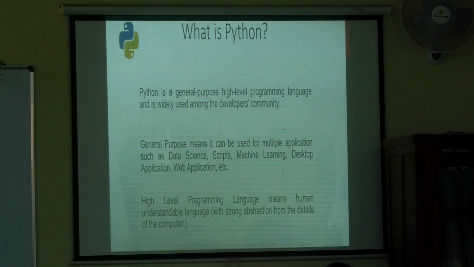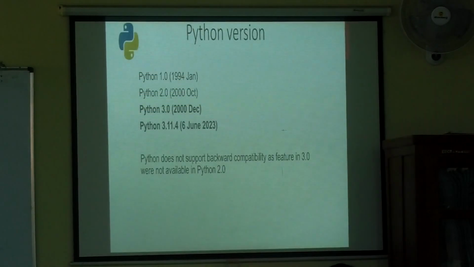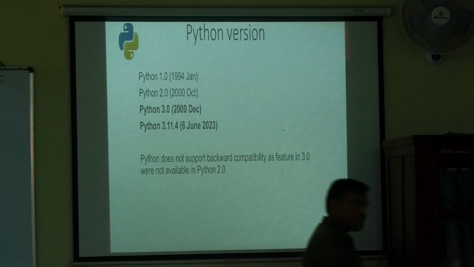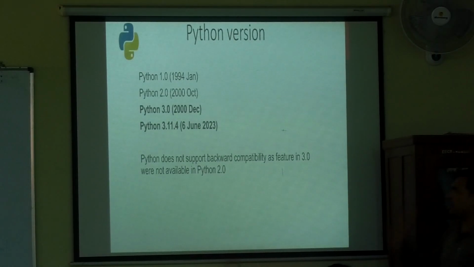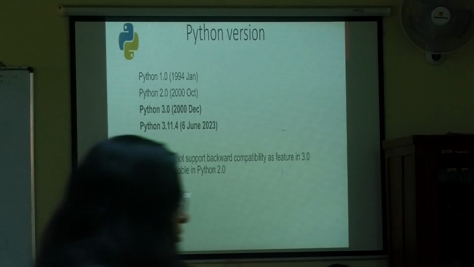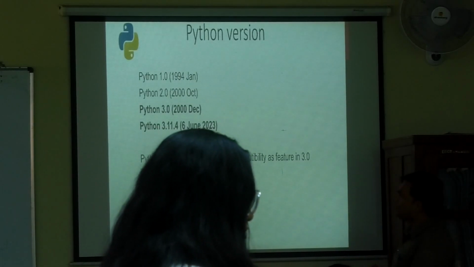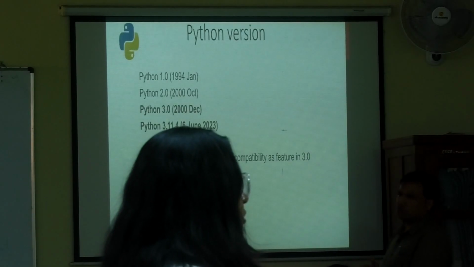Related to Python, we can observe that Python versions came. We have seen various versions come into the market over the past 20 years. It started from Python 1 in 1994, then 2, then 3, then 3.11.4, most recently in June 2023.